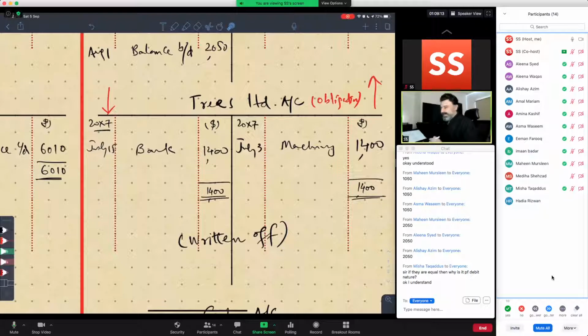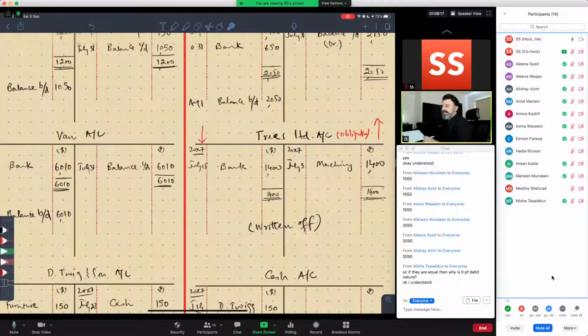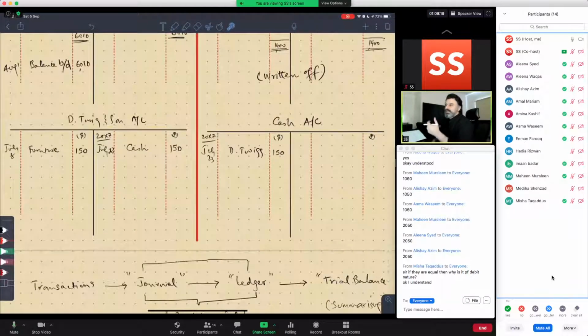And we have a similar account over here, D Twig and Sons again. Whatever deal we had with D Twig and Sons, it's already done and over with. We sold D Twig and Sons, July 8th को हमने उनको furniture बेचा था. They owed us $150. And then later on 23rd of July, they settled their debt through cash. So our deal with D Twig and Sons is over.